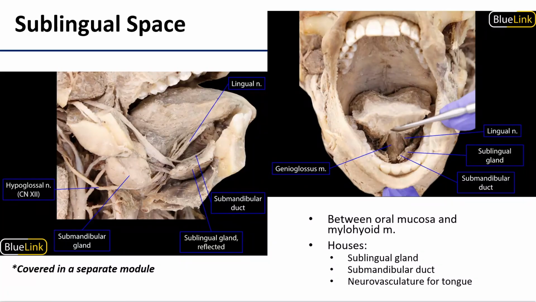The last space that I'll mention here, because it's technically part of the oral cavity, is the sublingual space. This sits between the mucosa that covers the oral floor and the mylohyoid muscle. This is where you'll find the body of the sublingual gland, the submandibular duct, and all of the neurovasculature that's supplying the tongue. There's enough going on anatomically in this region that we've chosen to give it its own learning objective and its own video. So we'll cover it in more detail there, but know that this is considered part of the oral cavity.